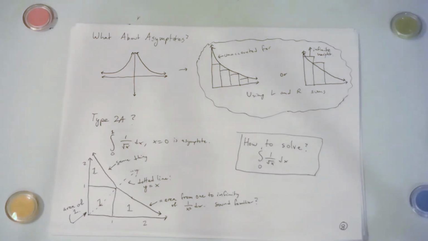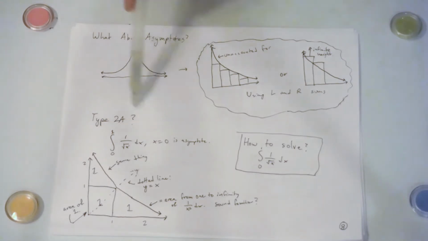Either we'd end up with one rectangle of infinite height, or some rectangles of finite height that ignore the area under the asymptote. Unfortunately, we can't just throw up our hands and give up here. Sometimes, integrals of functions that involve asymptotes are actually convergent. These we shall call type 2a integrals.